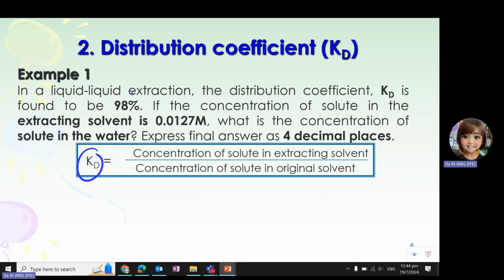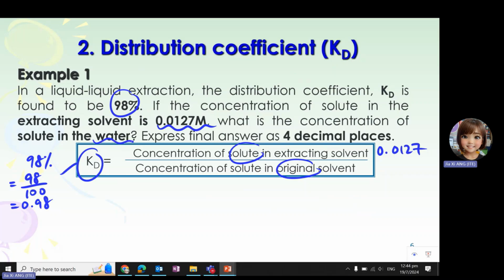For Kd, the value is given as 98%. But we cannot substitute this value directly. We need to convert it to a ratio. So 98 divided by 100, which in this case is 0.98. So the concentration of solute in the extracting solvent, you can substitute as 0.0127, whereas the concentration of solute in the original solvent, which is in the water, you can let it be X, because you do not know the unknown. So with that, let's work on the question.